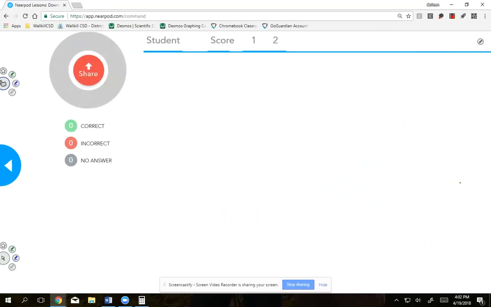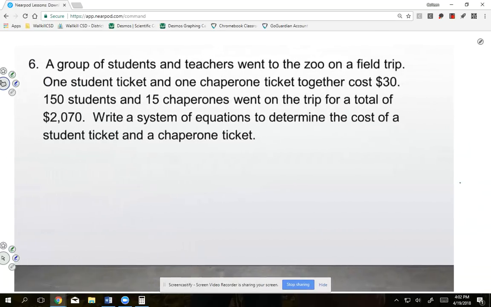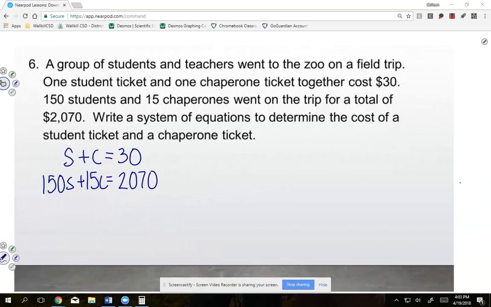And this is the last question. So this time, a group of students and teachers went to the zoo on a field trip. 1 ticket for a student and 1 chaperone ticket together cost $30. So we have student plus chaperone equals $30. And then in the second part, we see that we have 150 students that attended and 15 chaperones that attended. So 150S plus 15C equals a total of $2,070.